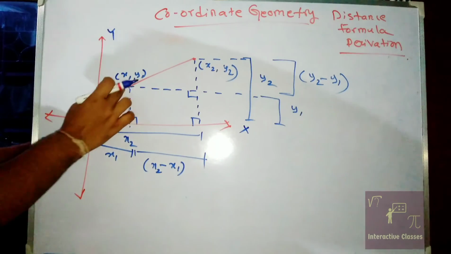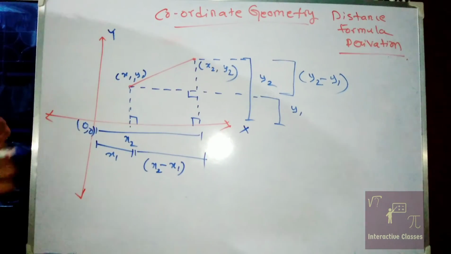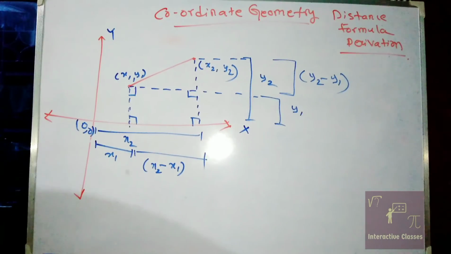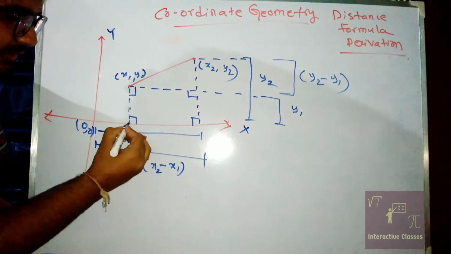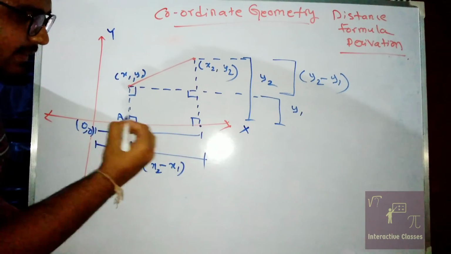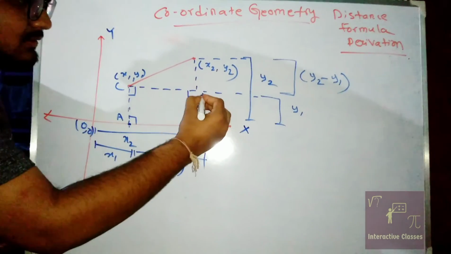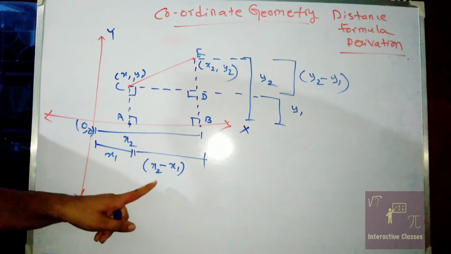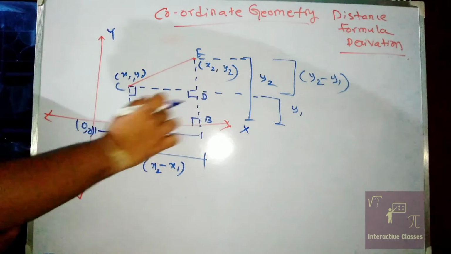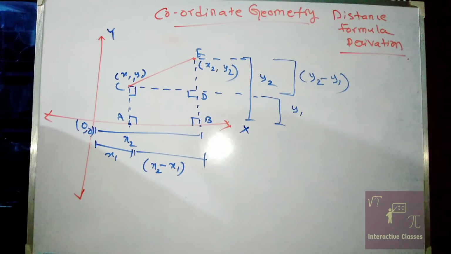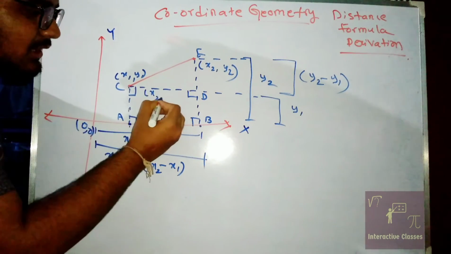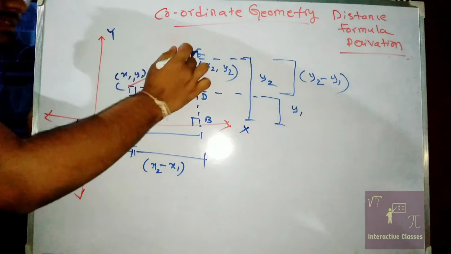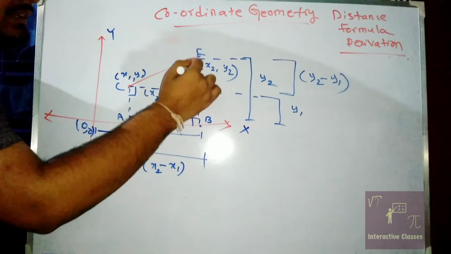Now see one thing, this is a rectangle because all four angles are 90 degrees. Let me name the points A, B, C, D, E. If AB equals x2 minus x1, then CD will also be x2 minus x1, because by the property of a rectangle, opposite sides are equal. And this side is y2 minus y1.